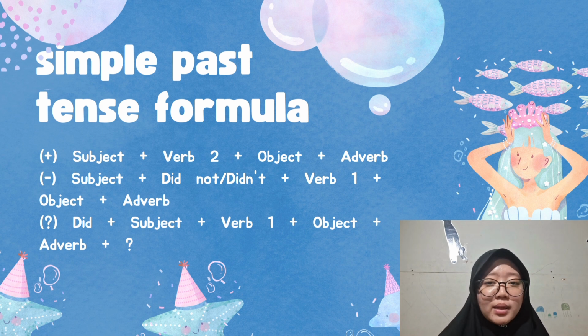For interrogative sentence, did comes first, followed by the subject, then the base form of the verb, the object, and an optional adverb for additional context. The adverb can be included to give more information about action.